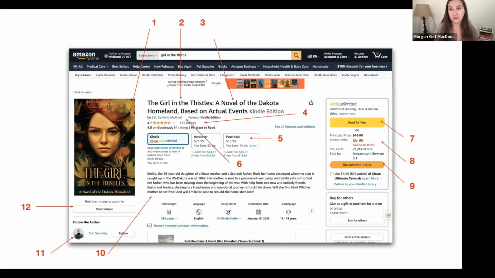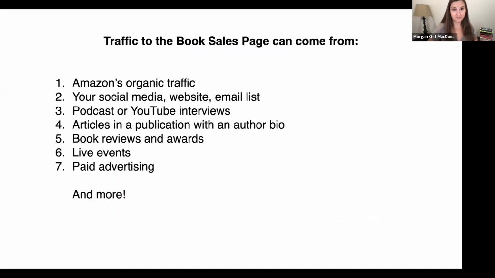Number 10, of course, the description. Number 11, your Amazon Author Central, your photo and the bio that are listed there. And then number 12, your sample or your look inside. What are all of these pieces and how do we make sure that they are optimized so that when someone lands here, they are likely to buy the book?